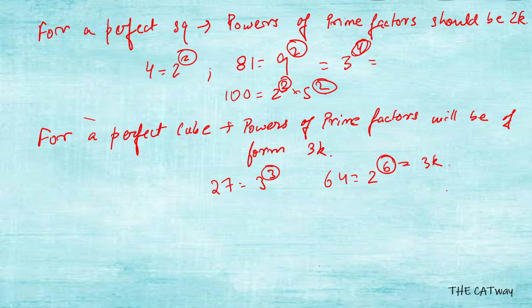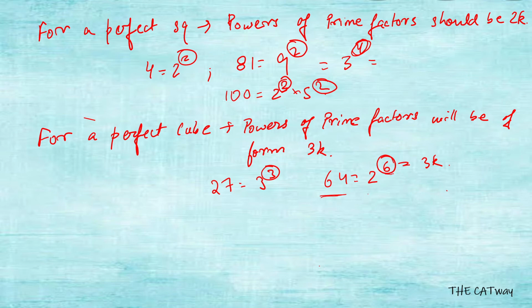Now you must be wondering, it is also of the form 2k. So 64 is also a perfect square as well as a perfect cube. It is a square of 8 and it is a cube of 4. So we are talking about perfect cube in this case. So we can say that 64 is a perfect cube because the power of the prime factor is of the form 3k.